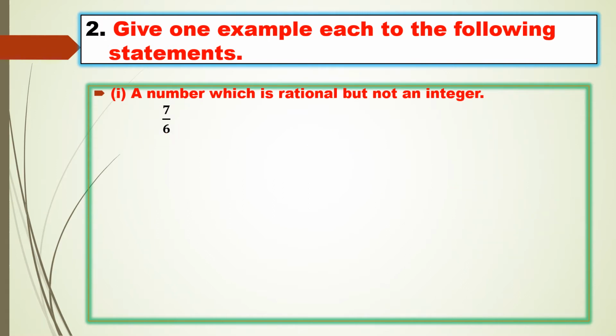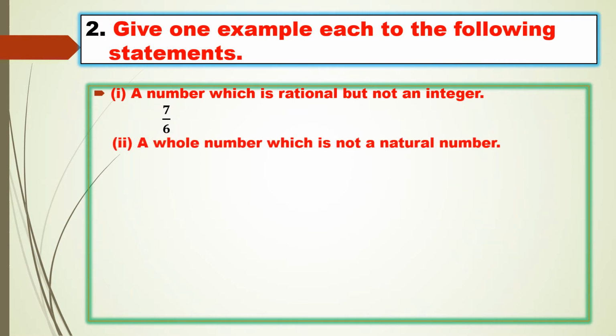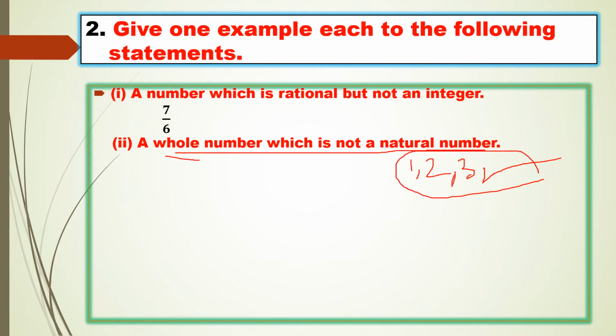Understood? So your next question is a whole number which is not a natural number. We know natural numbers start from 1, right? 1, 2, 3 and so on. So what is the number which is not there in natural numbers but there in whole numbers? It is 0.